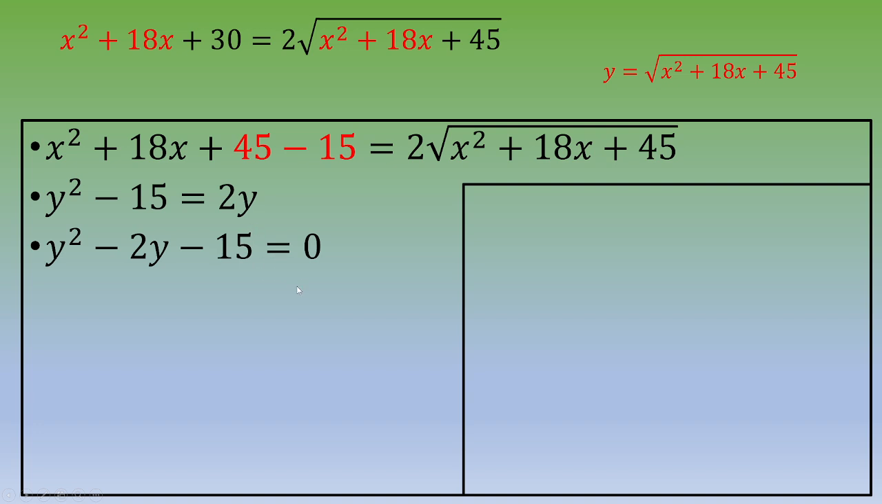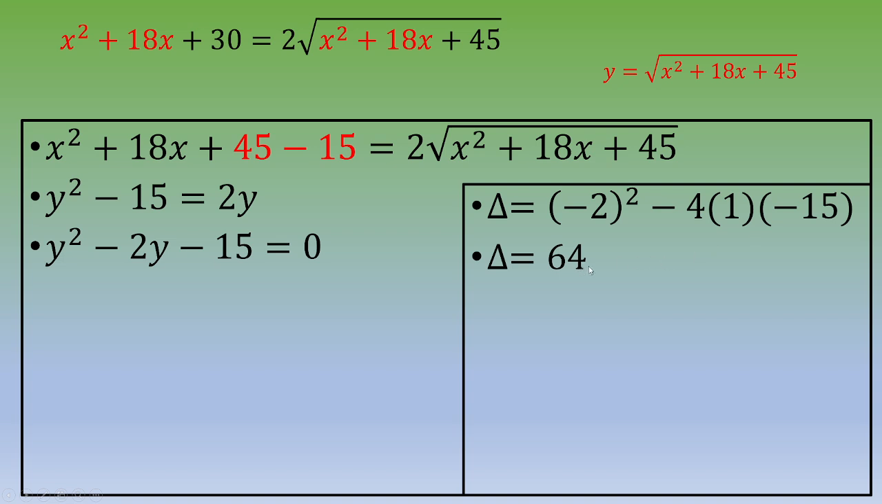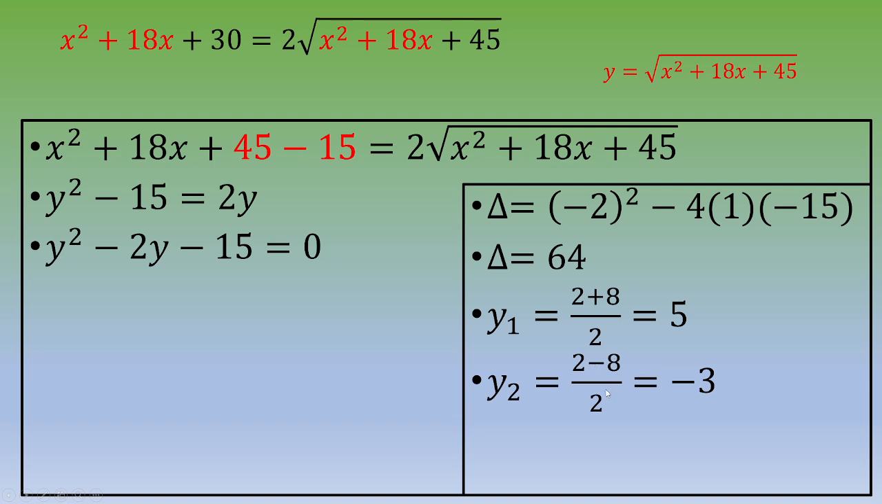This is a quadratic equation, so now we can calculate the discriminant. Negative 2 squared minus 4 times 1 times negative 15, so we end up with 64. The first root is 2 plus 8 divided by 2, and this is 5. The second root is 2 minus 8 divided by 2, and this is negative 3. y is a square root, and a square root is always a non-negative number, so we can disregard this second root. So now we're going to solve when y equals 5.